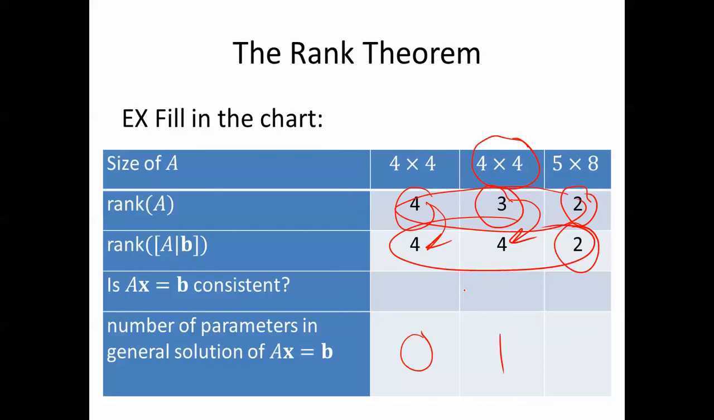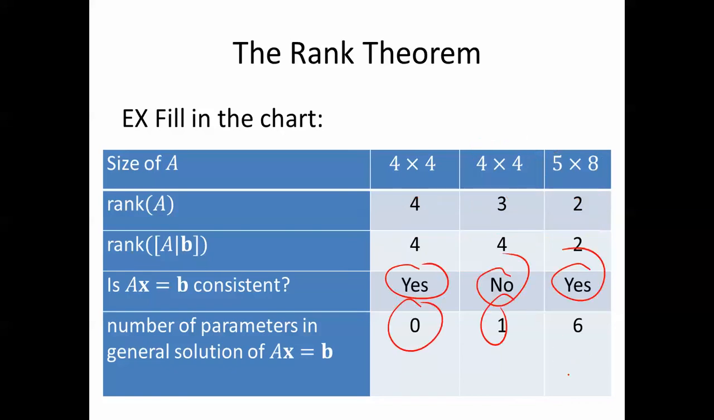How about this one? This matrix has 8 columns, but it has rank 2, which means it has 2 leading variables and 6 free variables. So the number of parameters in the general solution of AX equals B must be 6.